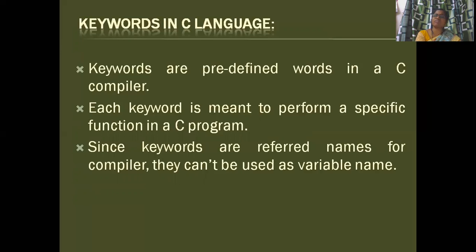Right? So since keywords are reserved names for the compiler, they cannot be used as a variable name. Variables are the next thing which we are going to learn. It cannot be named for anything. Keywords cannot be used for any other purpose. The meaning is that the keywords are meant for some function, so they have to do the same thing. Right? Next, we'll move on.